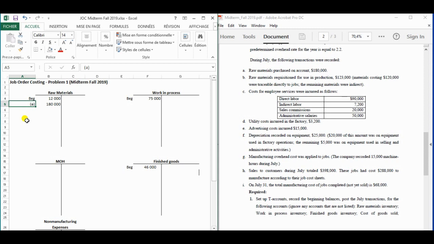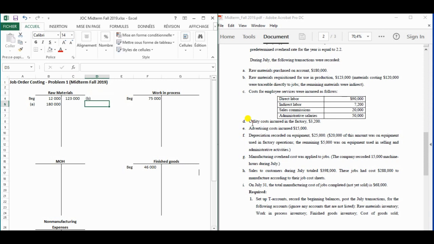So when we require or we consume raw materials, you can maybe have a part of these materials as direct materials, and the remaining part as indirect materials. Okay, so I will credit raw materials for this requisition. I will credit raw materials for the total amount of requisition. Okay, so 123,000. Okay, so this is transaction B.